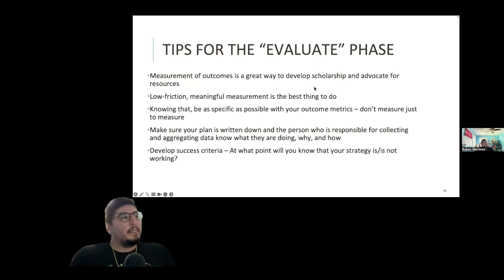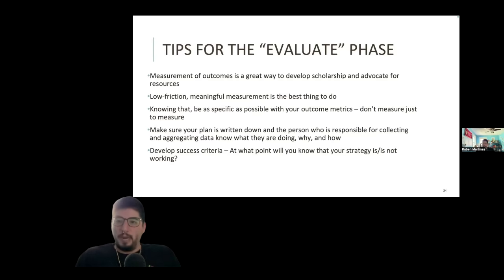Okay, and some tips for this phase: when we measure outcomes, it's a really great way to develop scholarship and advocate for resources. When you're doing a QI project, I think many of you know this, you want to demonstrate that your project made a change, right? Clinical outcomes are important, and I would argue that implementation and service outcomes are also very important, especially for service level interventions. Low friction, meaningful measurement is the best thing to do. As much as you can build this in, as much as it is not a manual data capture, the better. And knowing all those things, be as specific as you can with your outcome metrics.